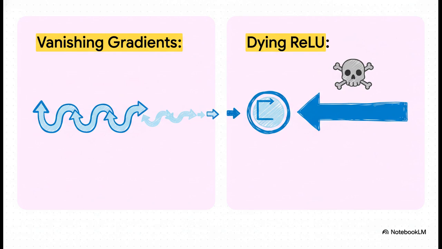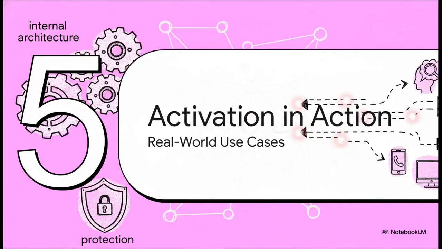issue, the dying ReLU. This can happen if a neuron just gets unlucky in its internal math shifts, so its output is always negative. It gets stuck in the off position permanently. It basically dies and stops contributing to the network at all. So even with these little quirks, researchers have figured out how to use these gatekeepers really effectively.